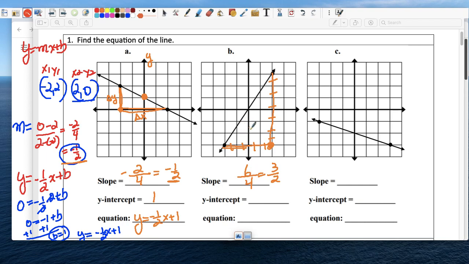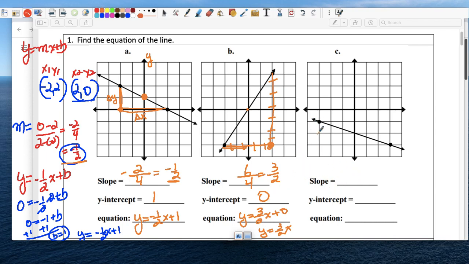The y-intercept, it looks like, well, it does go through 0, 0. So the y-intercept is the origin, so it goes through 0. So we can write our equation: y equals the slope, 3 over 2 x, plus 0, which you don't need to write, or y equals 3 over 2 x.